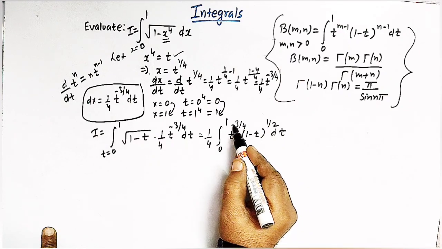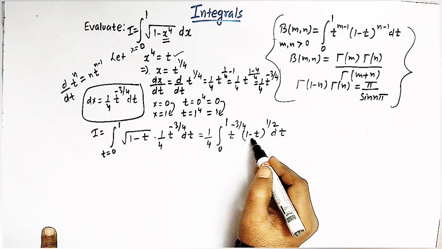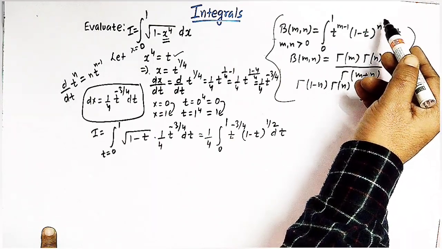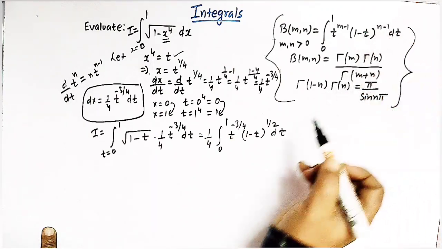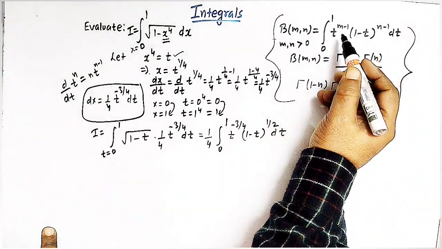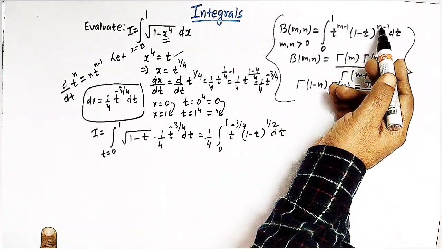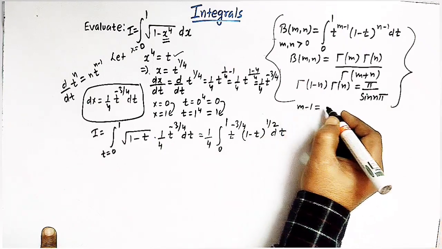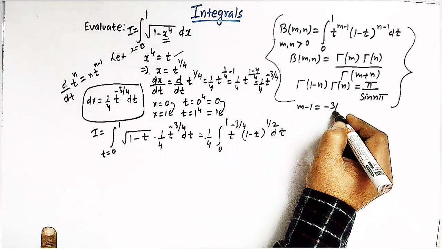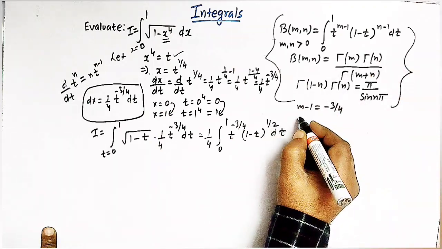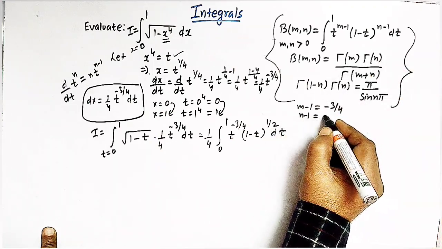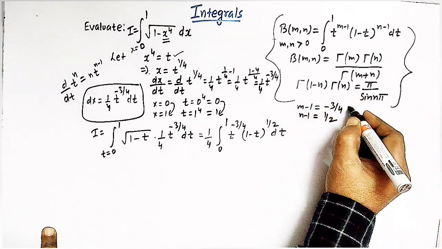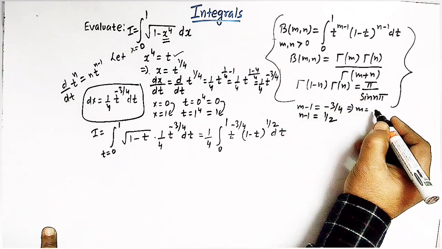Here we have t raised to minus 3 over 4. Here we have 1 minus t. Here also we have 1 minus t, but here the exponent is n minus 1. Here we have half. So let us find out the values of m and n. So m minus 1 can be equated to minus 3 by 4, and n minus 1 can be written as half.